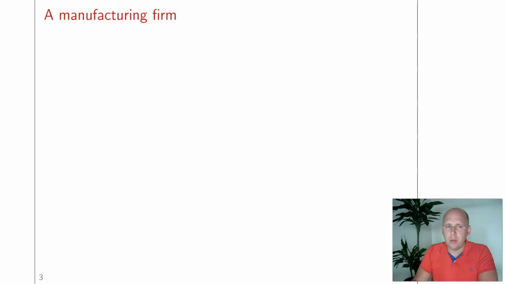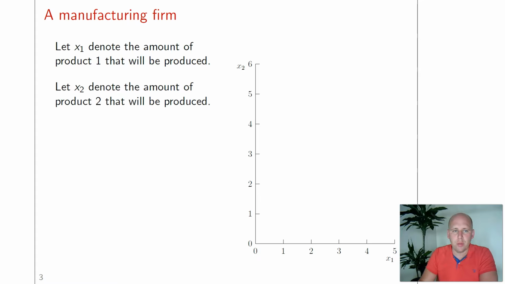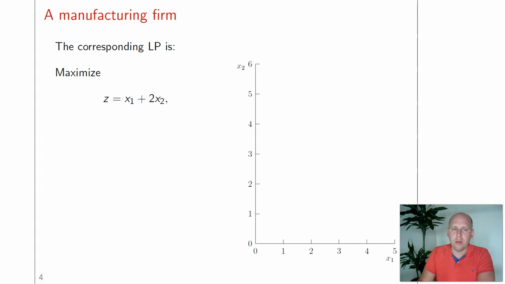If we are going to formulate a linear program, then we start with the decision variables. So we will use x1 and x2 for the amounts that we produce of the two product types. And then we will have the corresponding linear program. The objective function is to maximize x1 plus 2 times x2. The 2 is there because the profit, or the income, for product type 2 is twice that of product type 1.